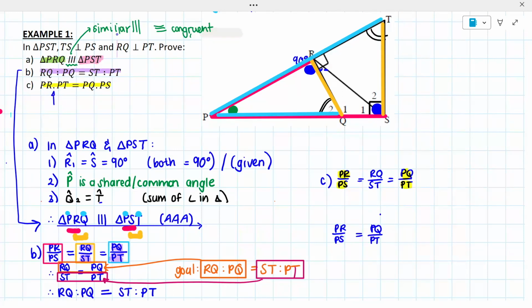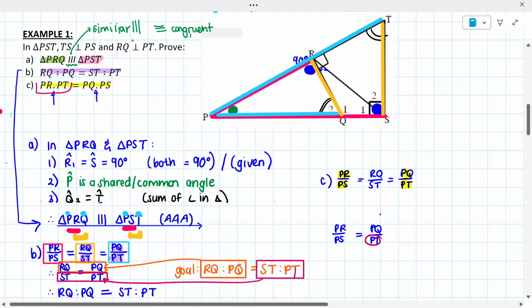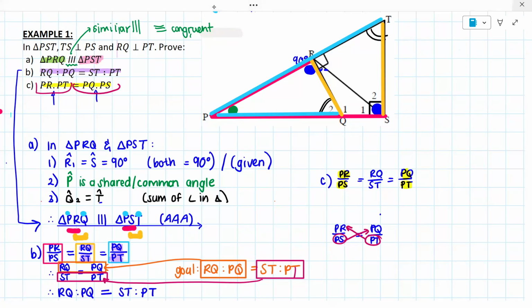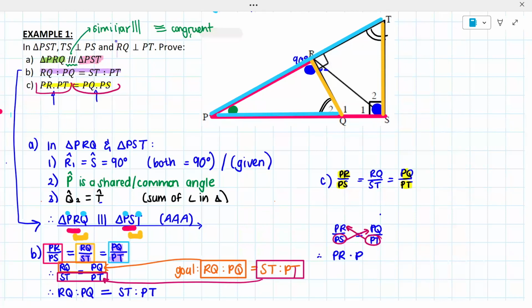Now remember, those little dots mean multiplication. So at some point, you're probably going to have to multiply. So bear that in mind. If we look at what our goal is, I want PR and PT together, which means this PT needs to come over and join the PR. And then I want PQ and PS together, so that PS needs to come over and join the PQ. If you look at what I've just drawn, that's a cross multiplication situation. That's what we do. So PR times PT is equal to PQ times PS. That is exactly what I wanted to prove, and I've done that.